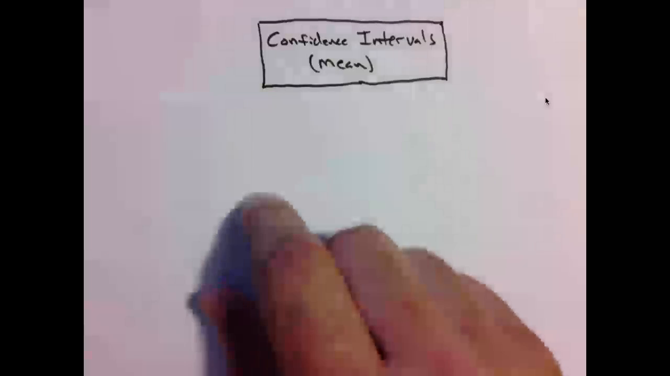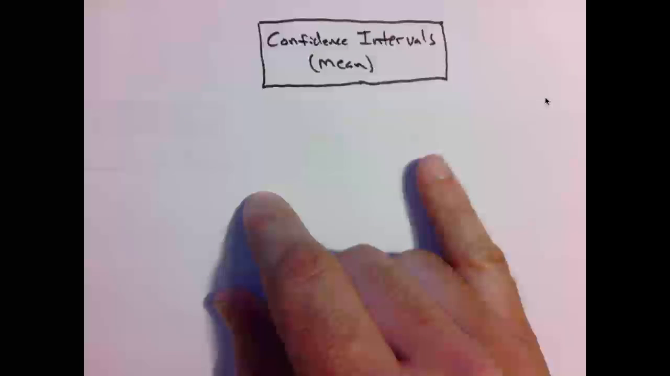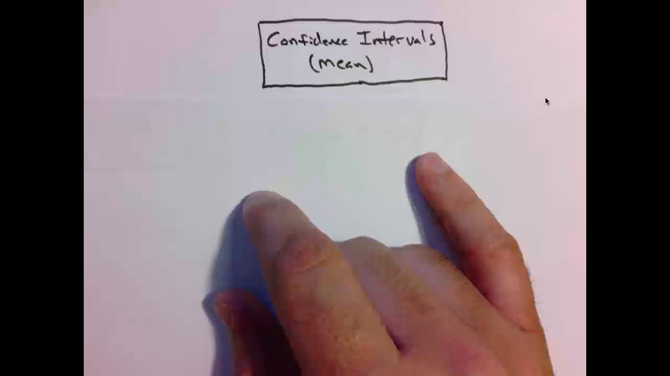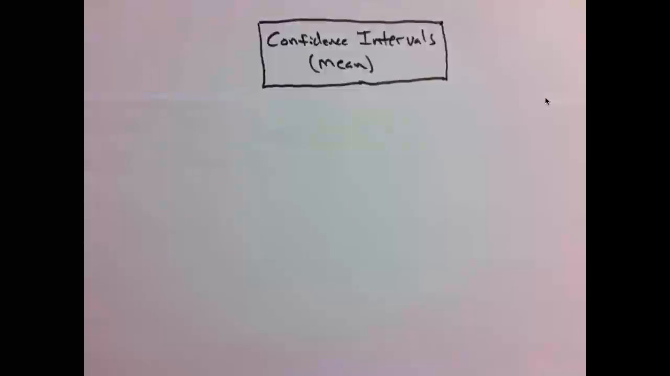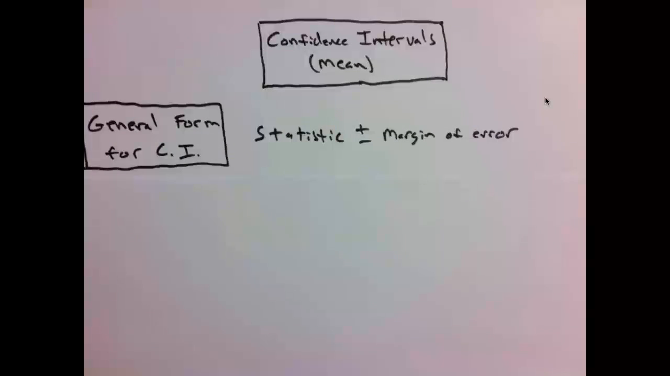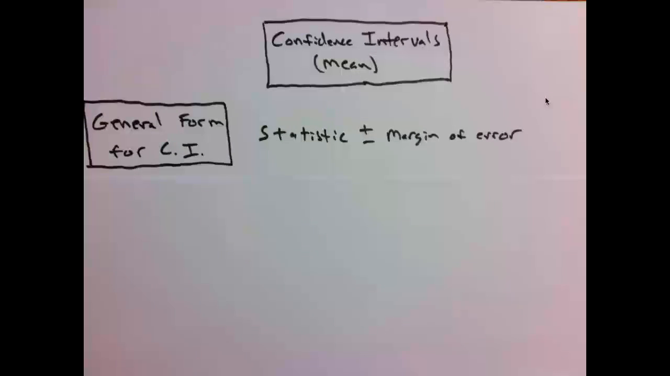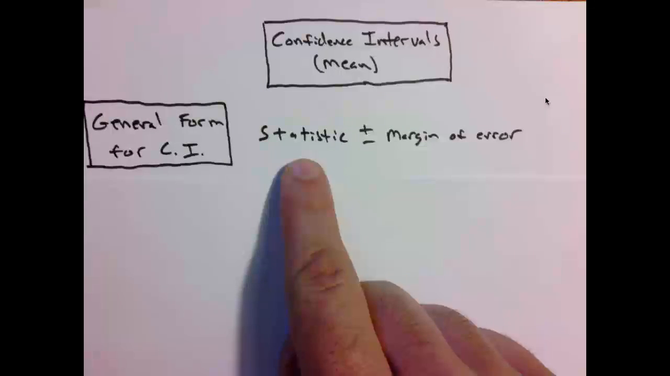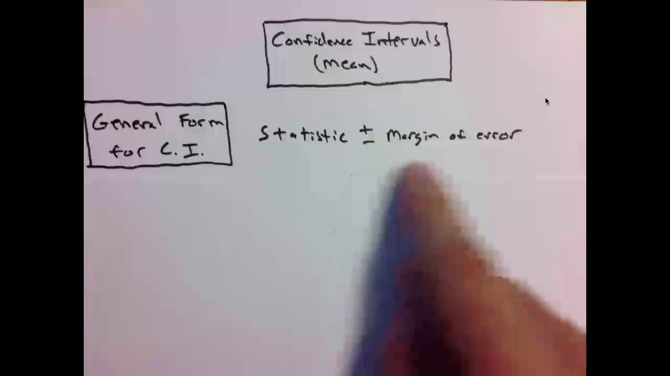In this video we will be discussing confidence intervals for means. This will continue our discussion on confidence intervals. We have our general form for our confidence interval that we introduced last time when talking about proportions. A confidence interval is going to be some statistic, that is a number from the sample, plus or minus some margin of error.